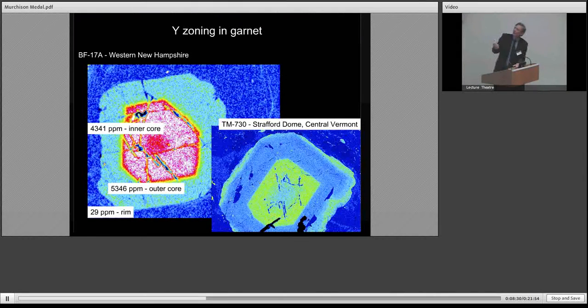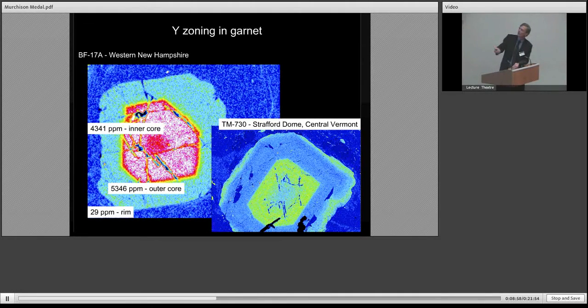These are both X-ray maps of garnets from this area in central New England showing the distribution of yttrium. The higher order colors are more yttrium and the bluer, greener colors are lower yttrium. Normally, if you saw from the previous diagram, when the temperature goes up, the yttrium concentration should go down. But what you see in the inner core here is that the yttrium concentration is lowest in the very center, and then it goes up. And here again, it goes up.